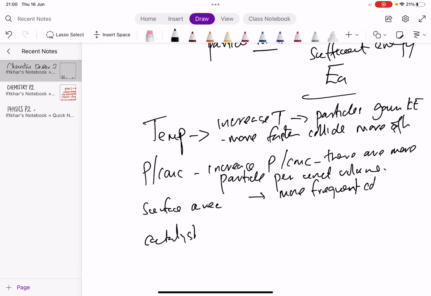There will be more successful collisions, and they will be more frequent. More particles will have energy greater than activation energy. That applies to pressure and concentration.